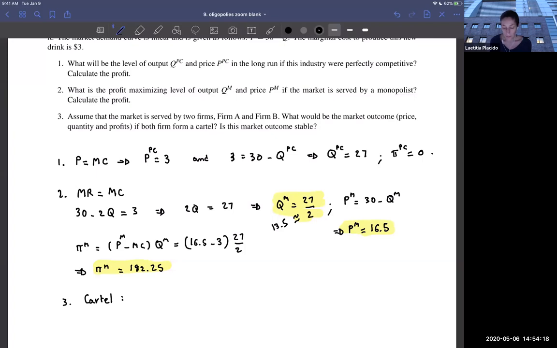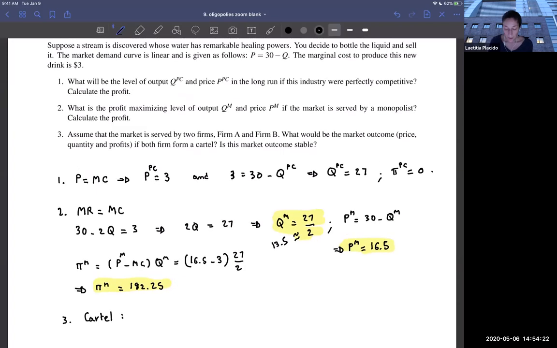Okay, so why are they splitting the profit equally here? Because we're going to assume that they have the same marginal cost, okay? So if both firms incur the same cost of producing a certain quantity, then the cartel solution implies that they are going to split the production equally between them, okay? So to find the equilibrium for the cartel, well, you want the monopolist quantity to be the sum of the quantity produced by firm A and the quantity produced by firm B, okay? So this implies that little QA will be equal to little QB, and that's going to be 27 over 2 divided by 2.